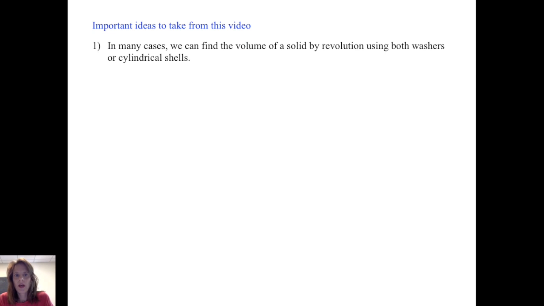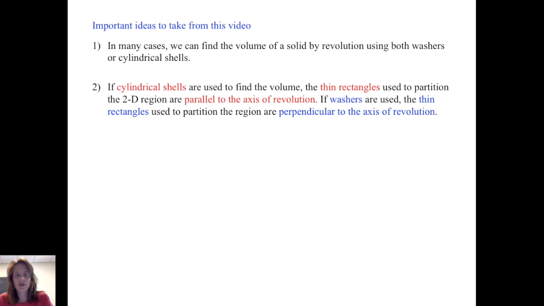So here are some important ideas to take from this video. In many cases, we can find the volume of a solid of revolution using both washers or cylindrical shells. Now, if cylindrical shells are used to find the volume, the thin rectangles used to partition the two-dimensional region must be parallel to the axis of revolution. If washers are used, then the thin rectangles used to partition the region must be perpendicular to the axis of revolution. And depending on which interval you're partitioning, determines whether you integrate with respect to x or with respect to y.